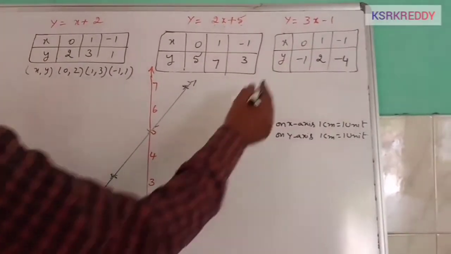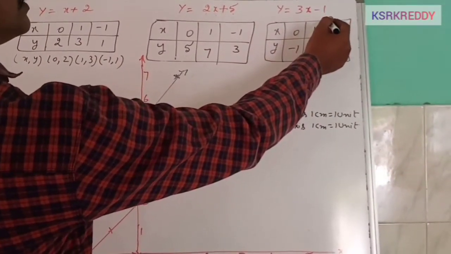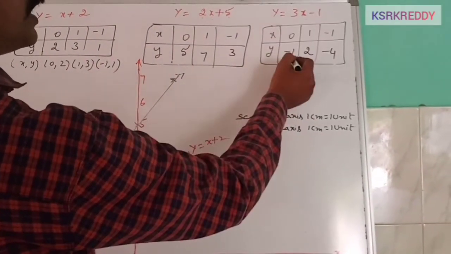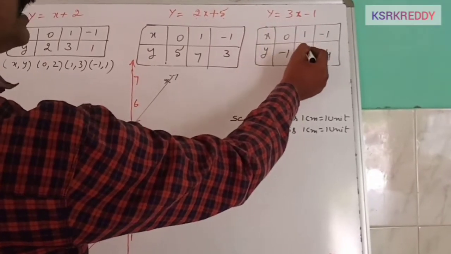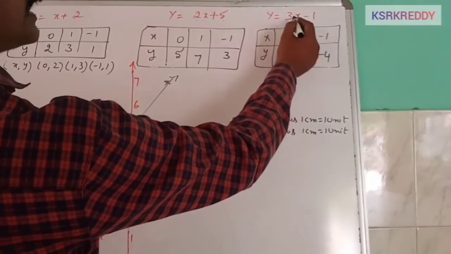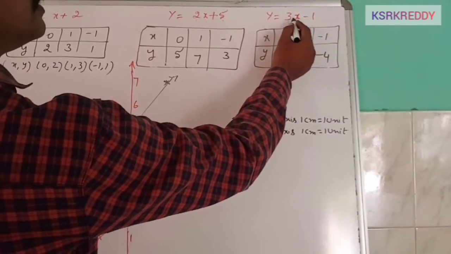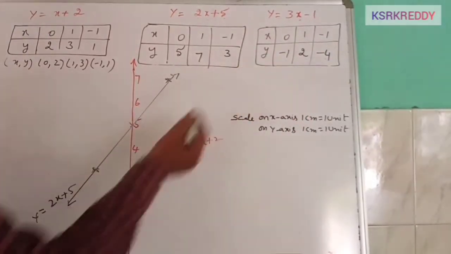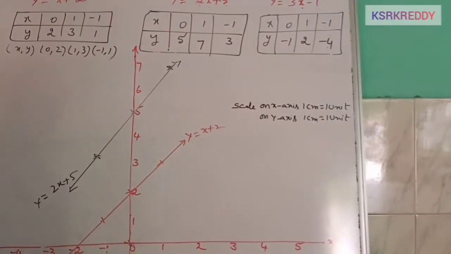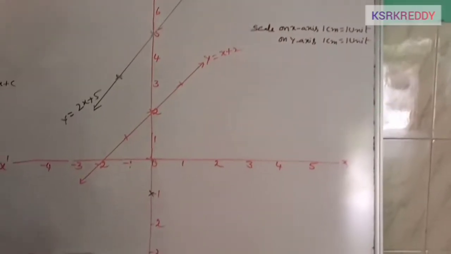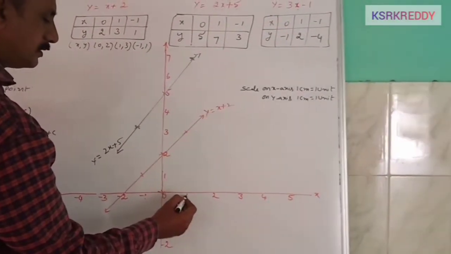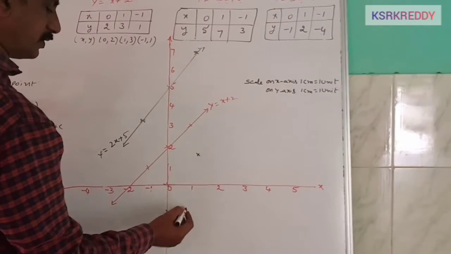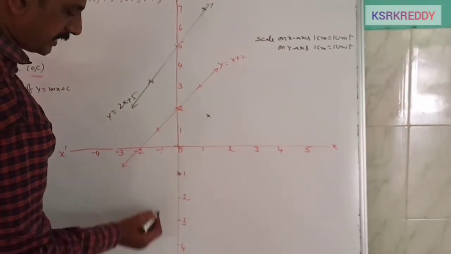Next graph, y equal 3x minus 1. When x is 0, 3 into 0 is 0, minus 1. When x is 1, 3 into 1 is 3, minus 1 equals 2, so y is 2. When x is minus 1, 3 into minus 1 is minus 3, minus 1 is minus 4. So the points are 0 comma minus 1, 1 comma 2, and minus 1 comma minus 4.